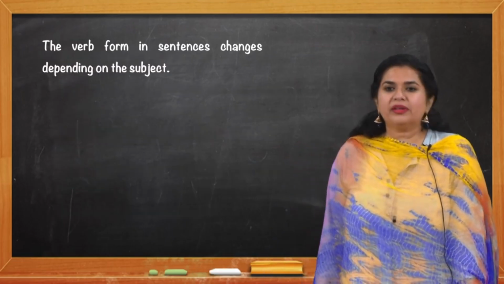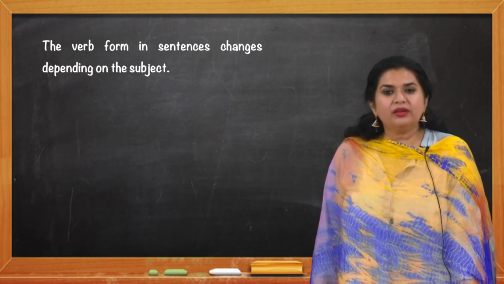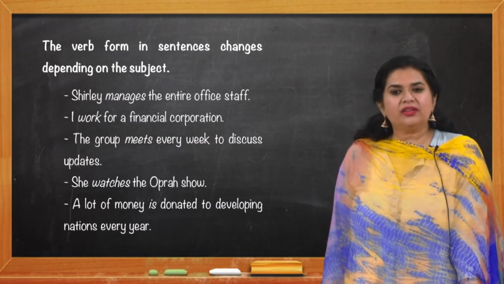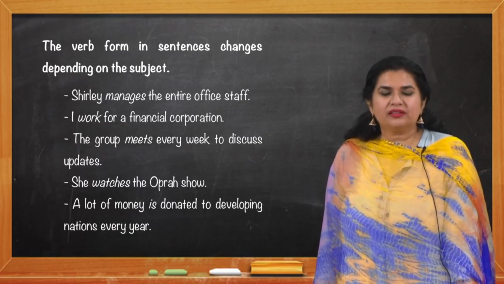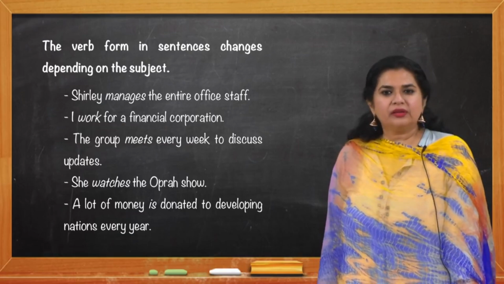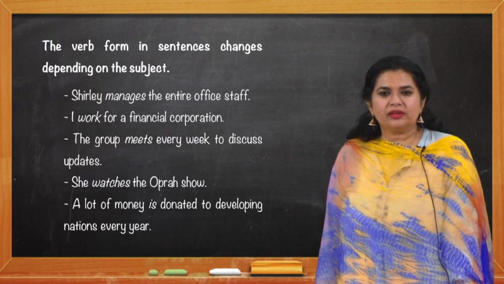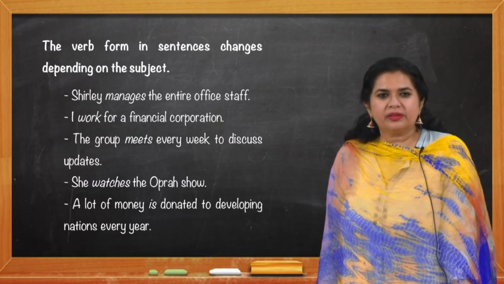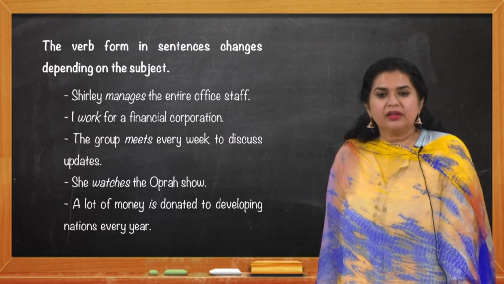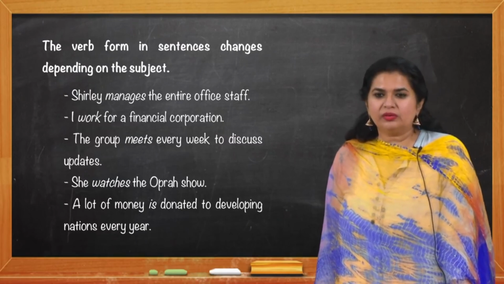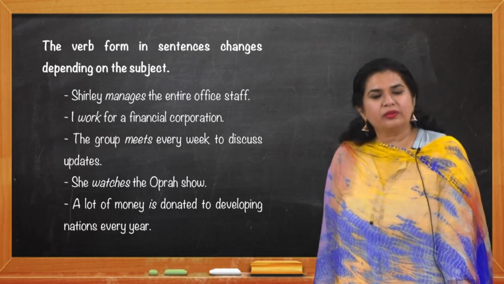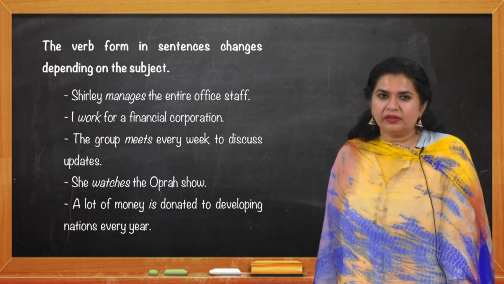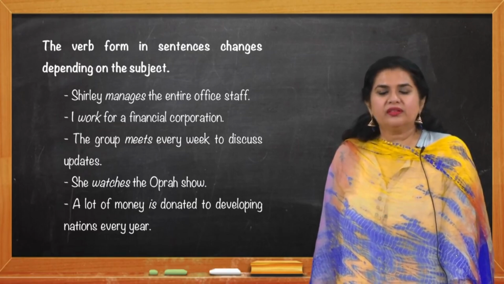Now, the verb form in sentences changes depending on the subject. Look at the examples. Shirley manages the entire office staff. Shirley is singular and the regular verb manages is also singular. I work for a financial corporation: singular, first person and singular verb. The group meets every week to discuss updates. Just because it is a group does not mean that you have to use the plural form of the verb. She watches the Oprah show.